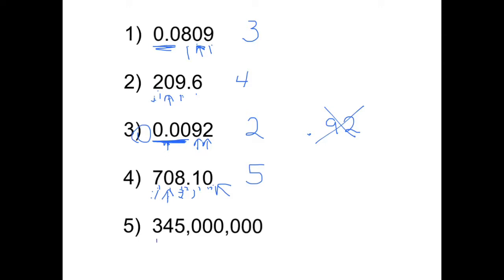And number 5, we have 3 non-zero digits. We have 6 terminal zeros. But there is no decimal point here. So these 6 zeros are not significant. They are placeholders. If we didn't have those zeros there, we would write 345, which is not the same thing as 345 million. So we need the zeros to get the correct number, but they are not significant. So 345 million only has 3 significant digits.